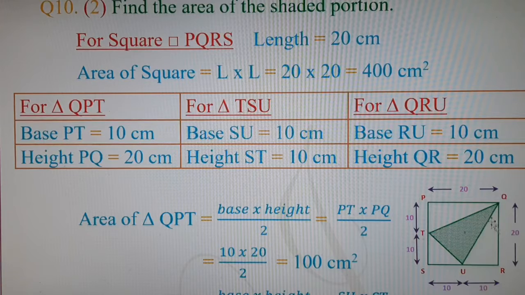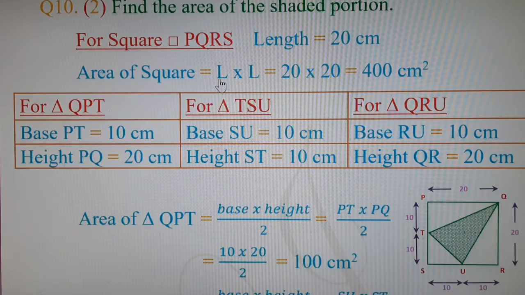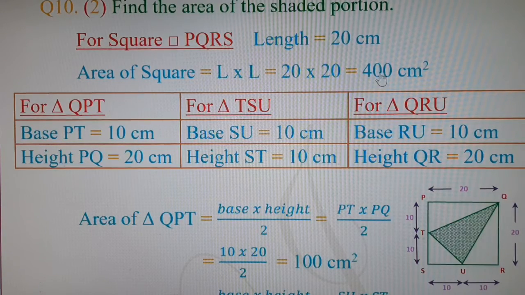So first we'll find the area of this square. To find the area of this square, we just multiply the length into length. Area of square is equal to length into length, or L into L, where L means length and the length is 20 centimeter. So our answer will be 20 multiplied by 20. The answer is 400, because 2 2s are 4 and 10 10s are 100. So 20 multiplied by 20, our answer will be 400 centimeter square.